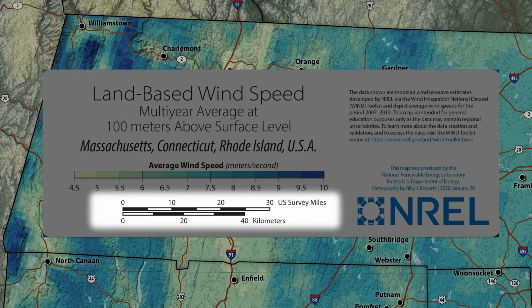As was the case with average wind speed, the scale for distance on each map varies. In the case of this land-based resource map of the northeastern United States, every tick on this map equates to roughly 5 miles. The scale bar can help you determine the distance from a proposed site to the shore.